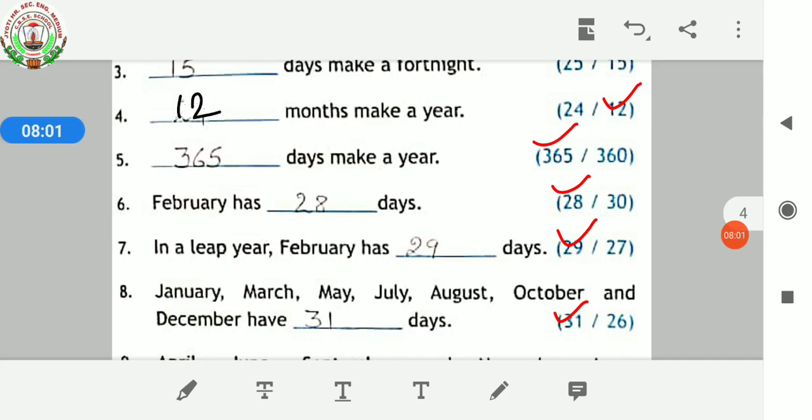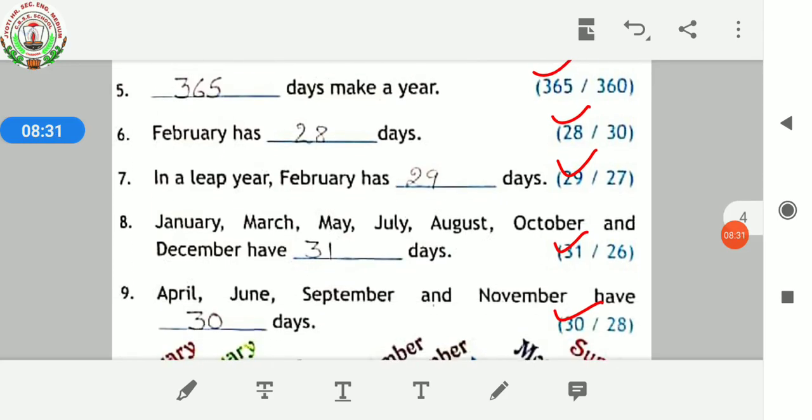Seventh, in a leap year, February has dash days. So in the bracket it is given over here 29 and 27. So the correct answer is 29. So in the blank you have to write down 29. So we know that in a leap year, February is having 1 day extra, means normally February is having 28 days. In a leap year, February is having 29 days. So you have to tick over 29 and in the blank you have to write 29.